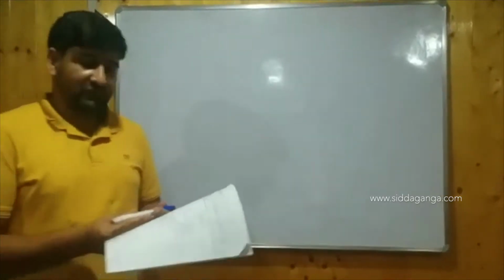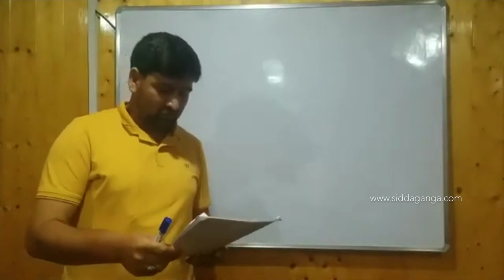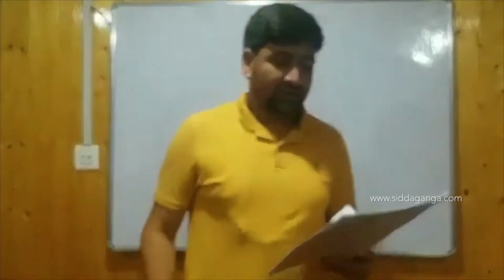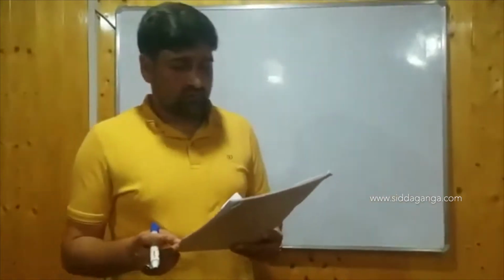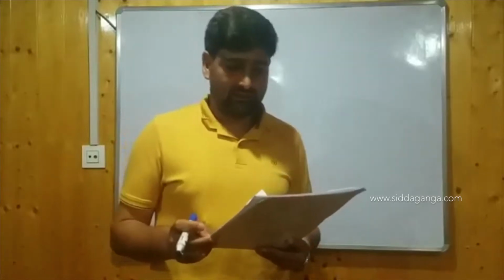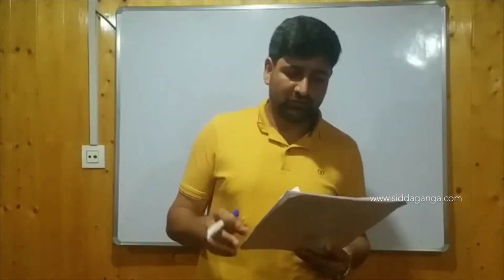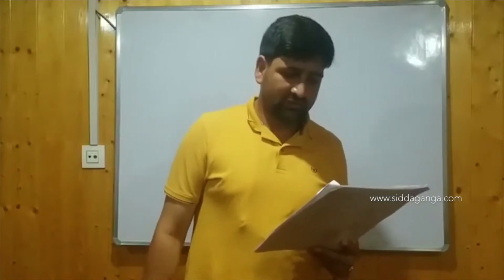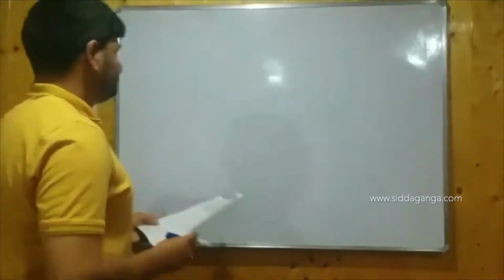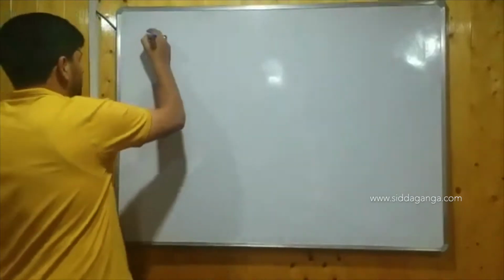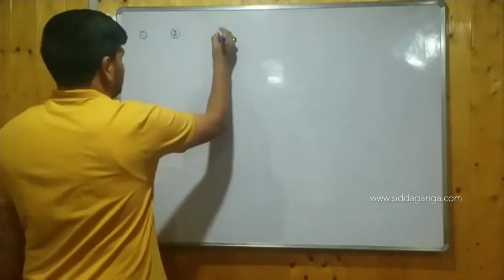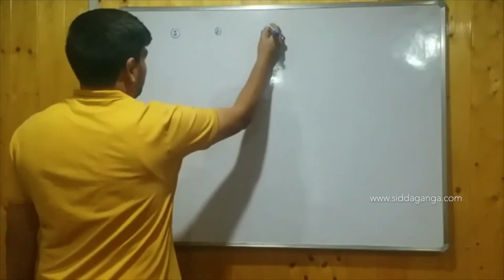So I'll pick the first question here. Question number 1 is, the correct sequence of increasing covalent character is represented by. Options that are given with this question are option 1, option 2, option 3, and option 4.